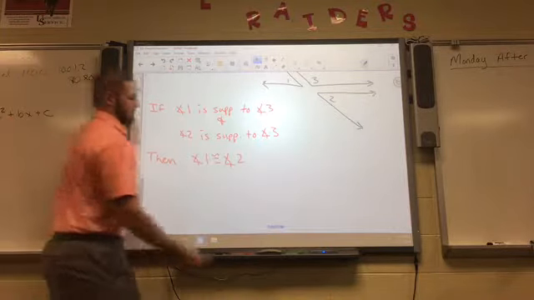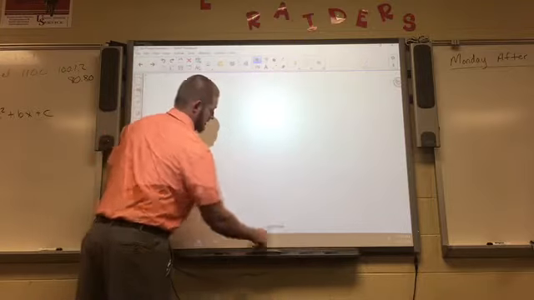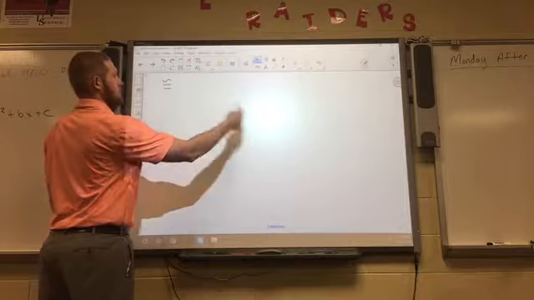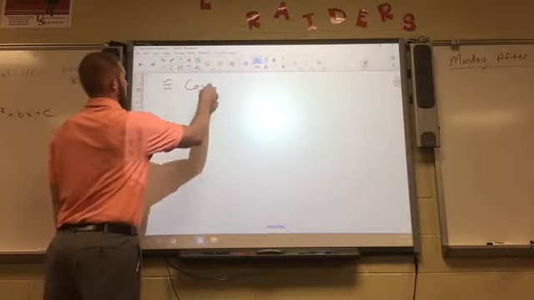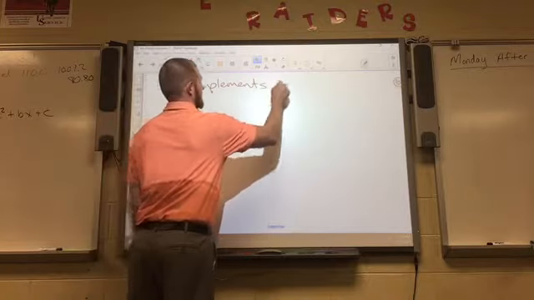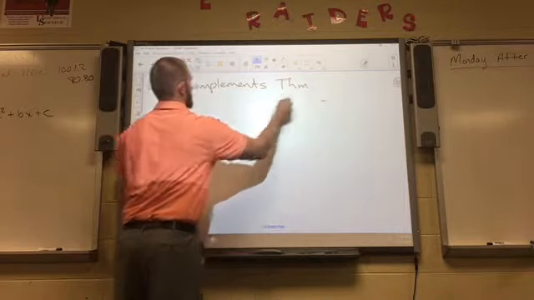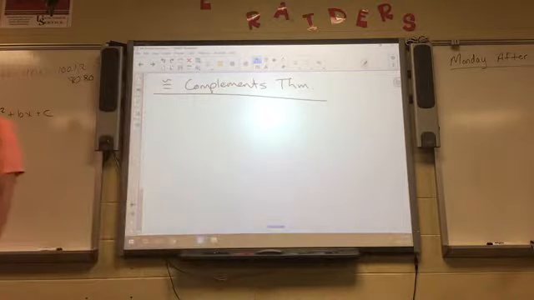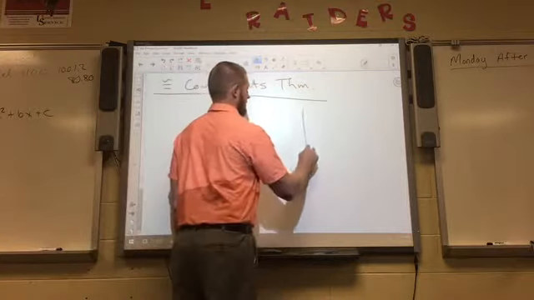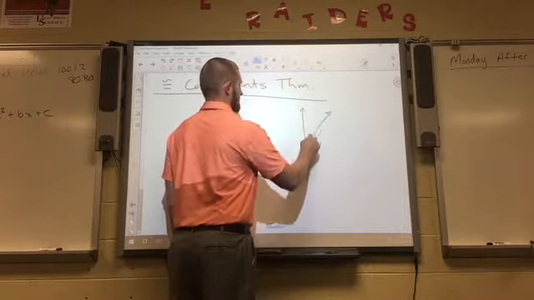The next theorem is essentially the exact same thing, except instead of congruent supplements, it says congruent complements. What is the difference between supplements and complements? Two angles that add to 90 are complements. Two angles that add to 180 are supplements. So this diagram is going to look a little bit different.